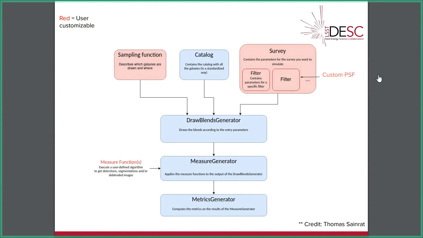We use GalSim, that's what's in the draw blend generator. Then you need a way of measuring them. So that could be an algorithm like Scarlet, Source Extractor, or other machine learning based algorithms. And finally, we need metrics. So that's also in BTK. So this is like the pipeline as a whole. And everything that's in red here can be customized and swapped out easily by the user. Next slide, please.